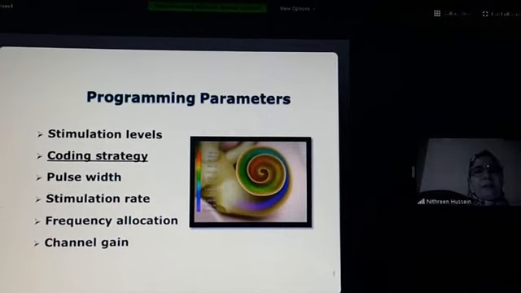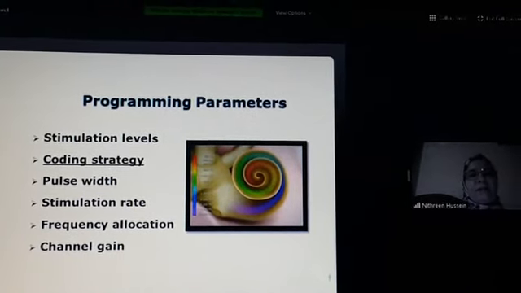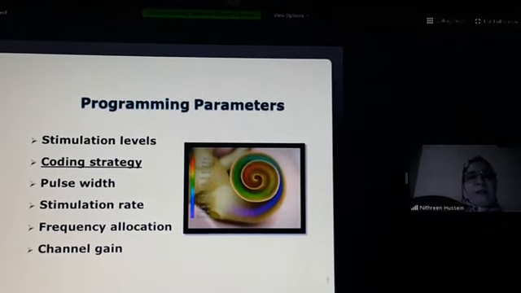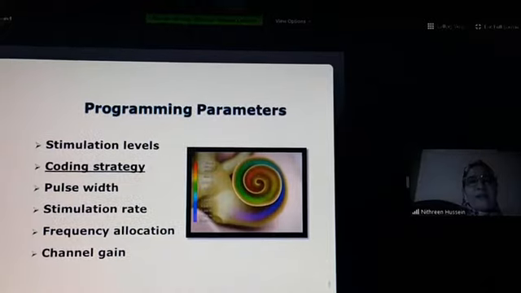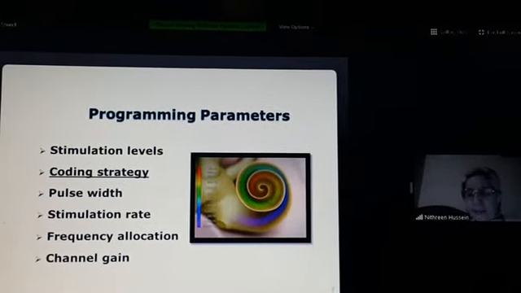So in each visit, the main adjustment will be focused on the stimulation levels of the patient and the configuration of his map. However, sometimes we need to change other parameters, not only the stimulation levels. So I will talk about these other parameters in detail.